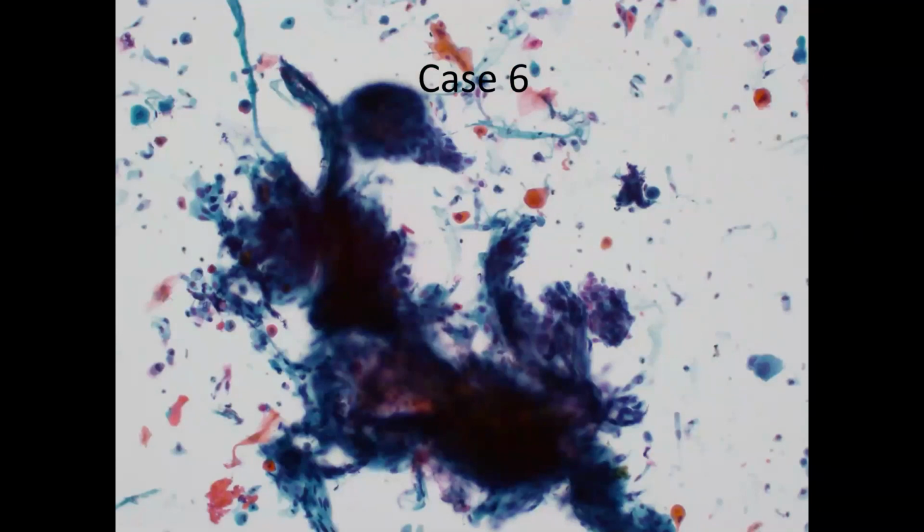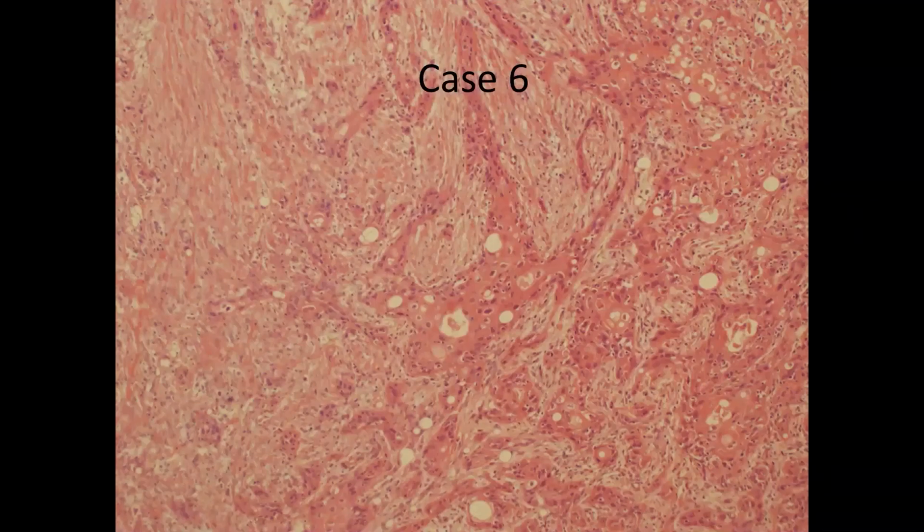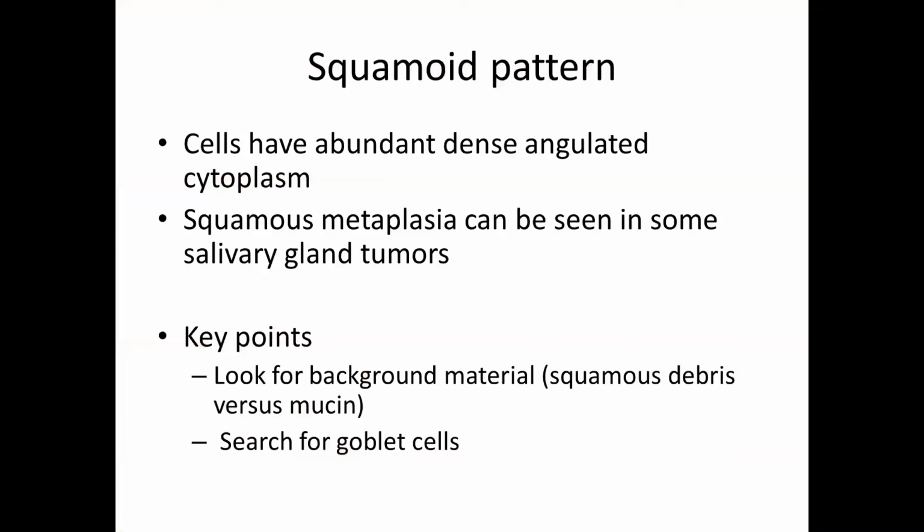The rare time you will see a primary squame in the salivary gland, it's usually a manifestation of carcinoma ex pleomorphic adenoma. Very rare to get primary de novo squamous cell carcinoma in the salivary glands. So if you see frank keratinization, see the necroinflammatory background, think more of a squame as opposed to a mucoep in this squamoid pattern. So again, key points: look for background material, squamous debris versus mucin, and also look for goblet cells, preferably in association with those squamoid cells in the case of a mucoep.